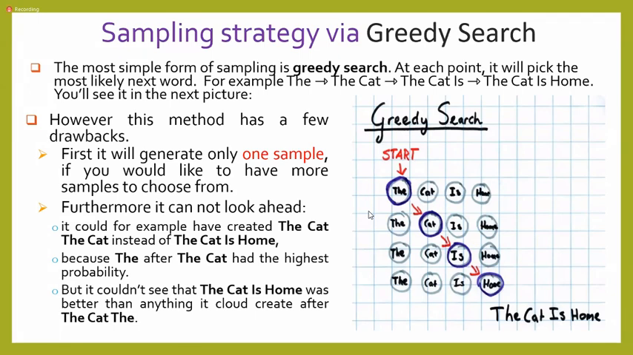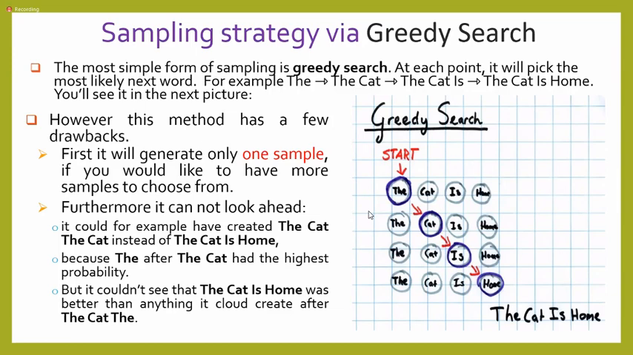Further, it cannot look ahead. It can look for "cat" only. It may not be possible to look for "is" or "home". So it could, for example, create "the cat the" instead of "the cat is home". It creates "the cat", and again it creates "the", because "the" has a higher probability than "is". So there can be repetitive words, because "the" after "cat" had the highest probability. So there may be a repetition of text instead of a sequence of words.